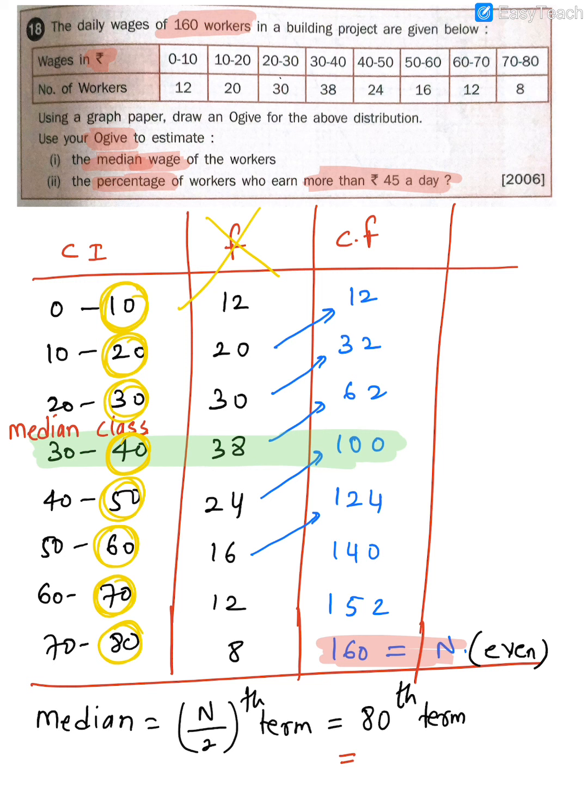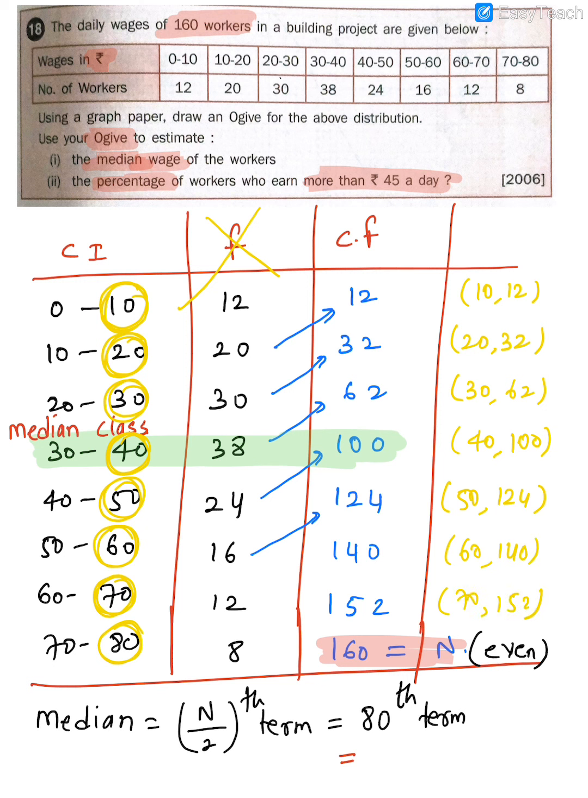You have to plot the points on the upper limits always, guys. So when you're plotting, this will be your 10, 12, this will be your point 20, 32. You do not need to write this. I'm writing it right now only for your convenience. You don't need to actually write down 40, 100, 50, 124, then 60, 140, and 70, 152, and so on. That is 80, 160.